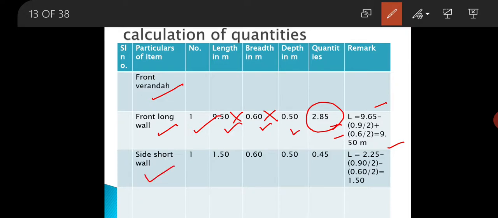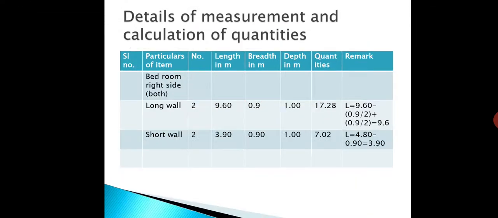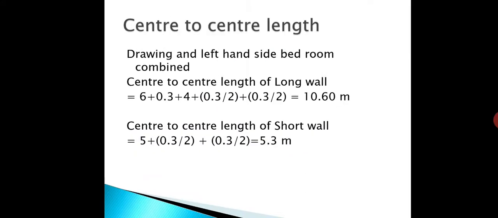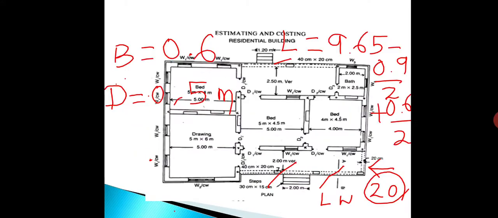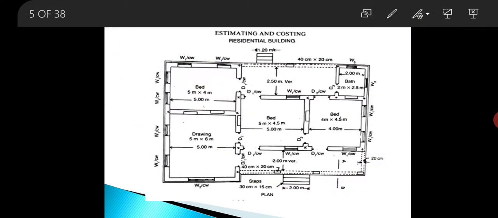Then we will move to the short wall. Now we will go for the calculation of the short wall. This one is the short wall. There is one number of long wall and one number of short wall. These two parts have already been covered before.